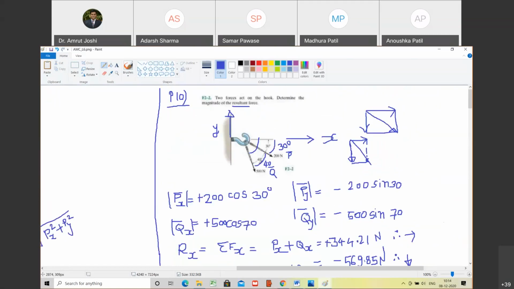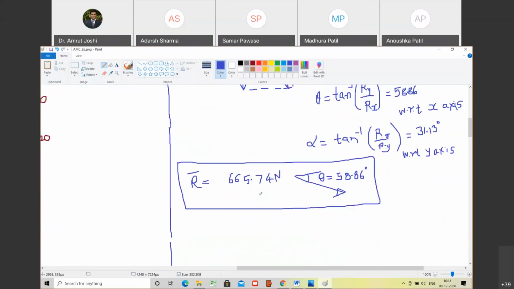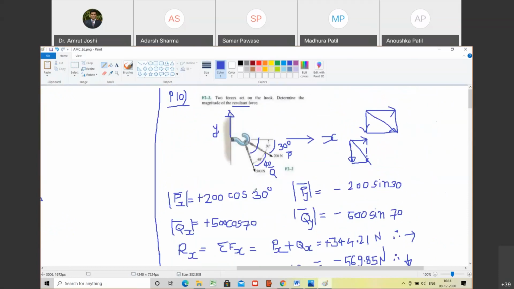Now what do I mean by this resultant? So if I replace this P bar and Q bar by this R bar making an angle of 58.86 degree with x axis and having magnitude of 665.74 newton, it is going to have same effect not only at point of application but at all other points on the hook. Are you with me? चलो अब ये पहला problem था इसलिए बहुत systematically मैंने बहुत slowly solve किया. Now you look at other problems.